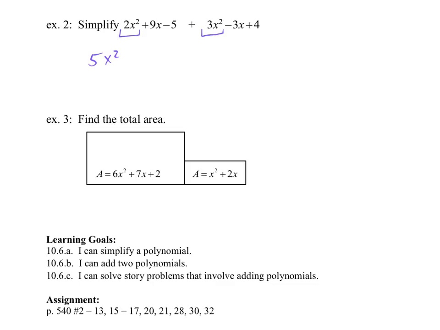Mm-hmm. And then x to the first. I have positive 9 of them here, and I'm adding a negative 3. Positive 9 plus a negative 3, same as positive 9 minus 3. Yep, so I get a positive 6, so plus 6x. And then last but not least, I have a negative 5 plus positive 4, negative 1. Yep. So minus 1. So final answer, 5x squared plus 6x minus 1.